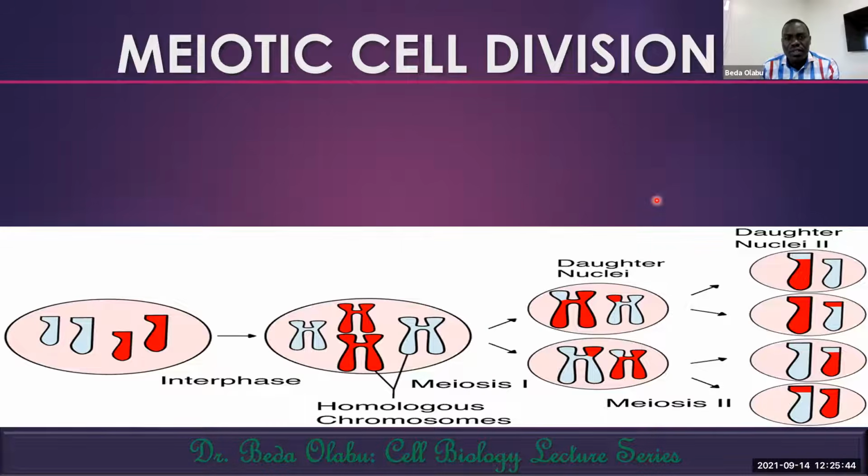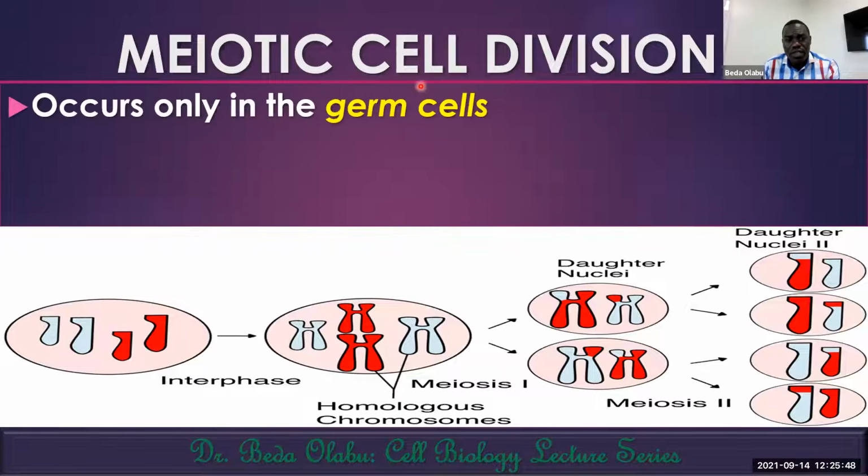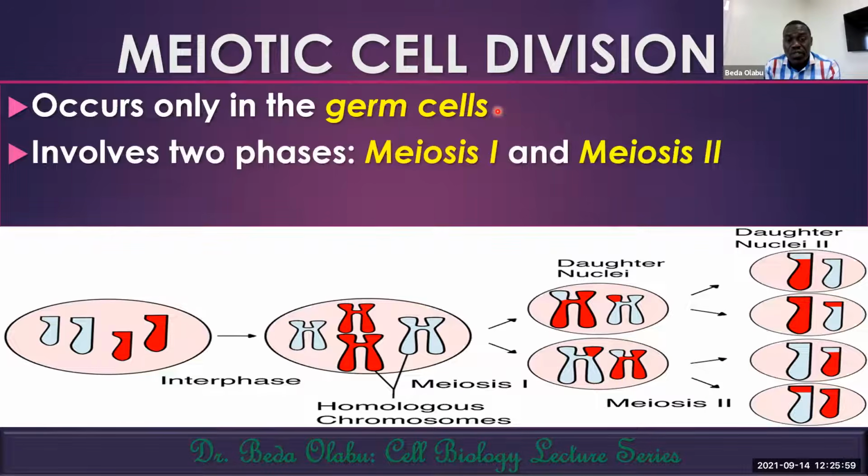Meiotic cell division is unique. It only occurs in the germ cells, so it will affect the sperm and the oocyte only. Meiotic cell division involves two phases as well. There is meiosis 1 and meiosis 2.